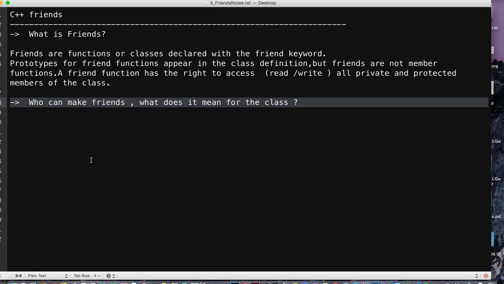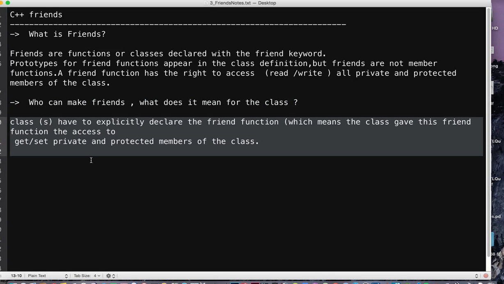And who can make friends? What does it mean for the class who makes friends? If a class wants to make friends, the class has to explicitly declare the friend function, which is outside of this class, which also means the class gives this access to the private and protected members of this class.